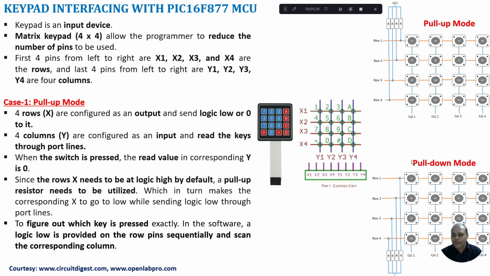In a pull-down mode, the rows are connected to a resistor and it is grounded. So by default, the row lines will be configured as a logic low signal.